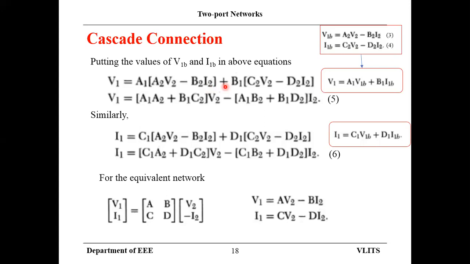Okay, let me continue. Then you get V1 is equal to A into V2 minus B into I2, and I1 is equal to C into V2 minus D into I2.